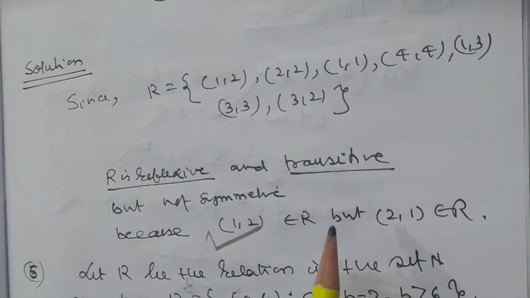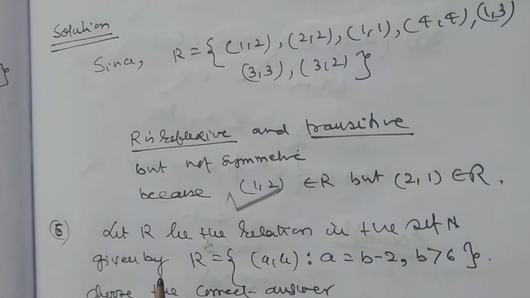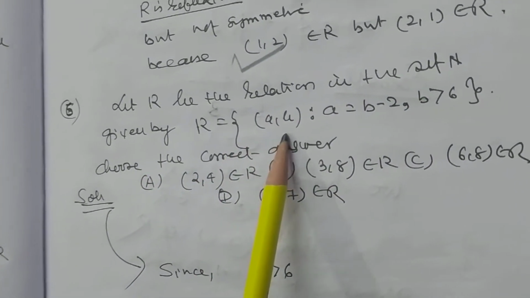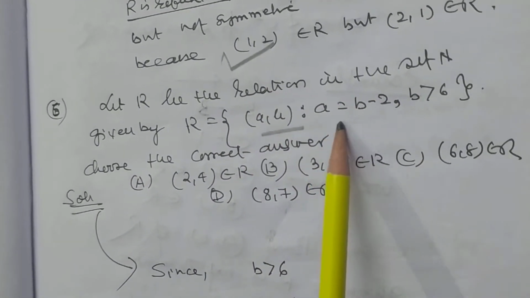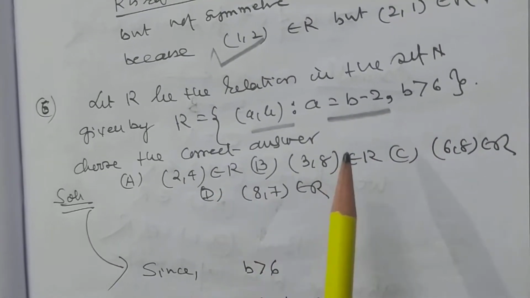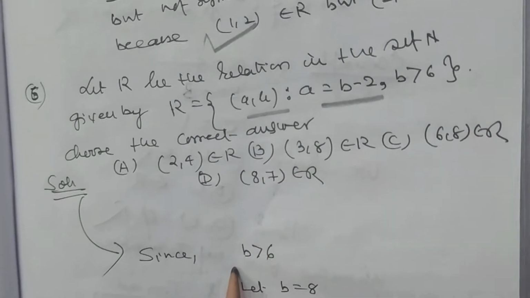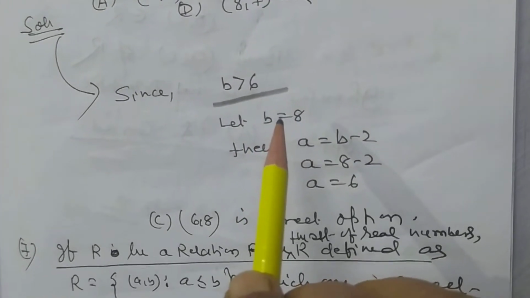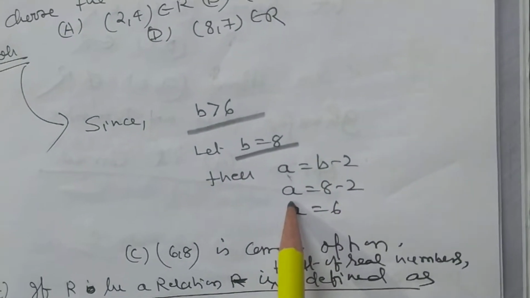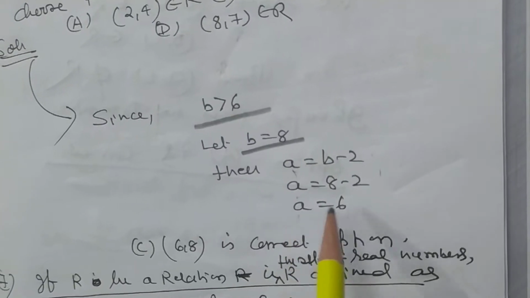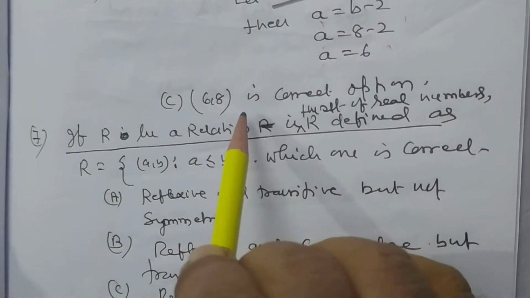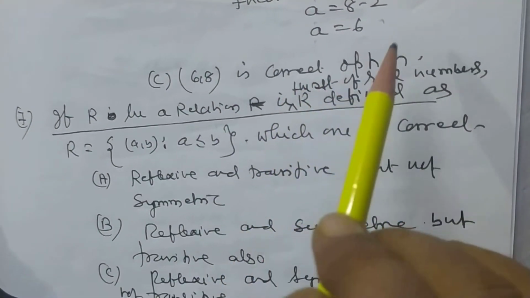So, my dear students, in this way you will solve the problem. Let R be the relation in the set N given by R equal to the collection of elements (a, b) such that a equals b minus 2, b greater than 6. Choose the correct answer. My dear student, put a number which is greater than 6, b equal to 8. a equals b minus 2, a equals 8 minus 2, a equals 6. So (6, 8) is the correct option.